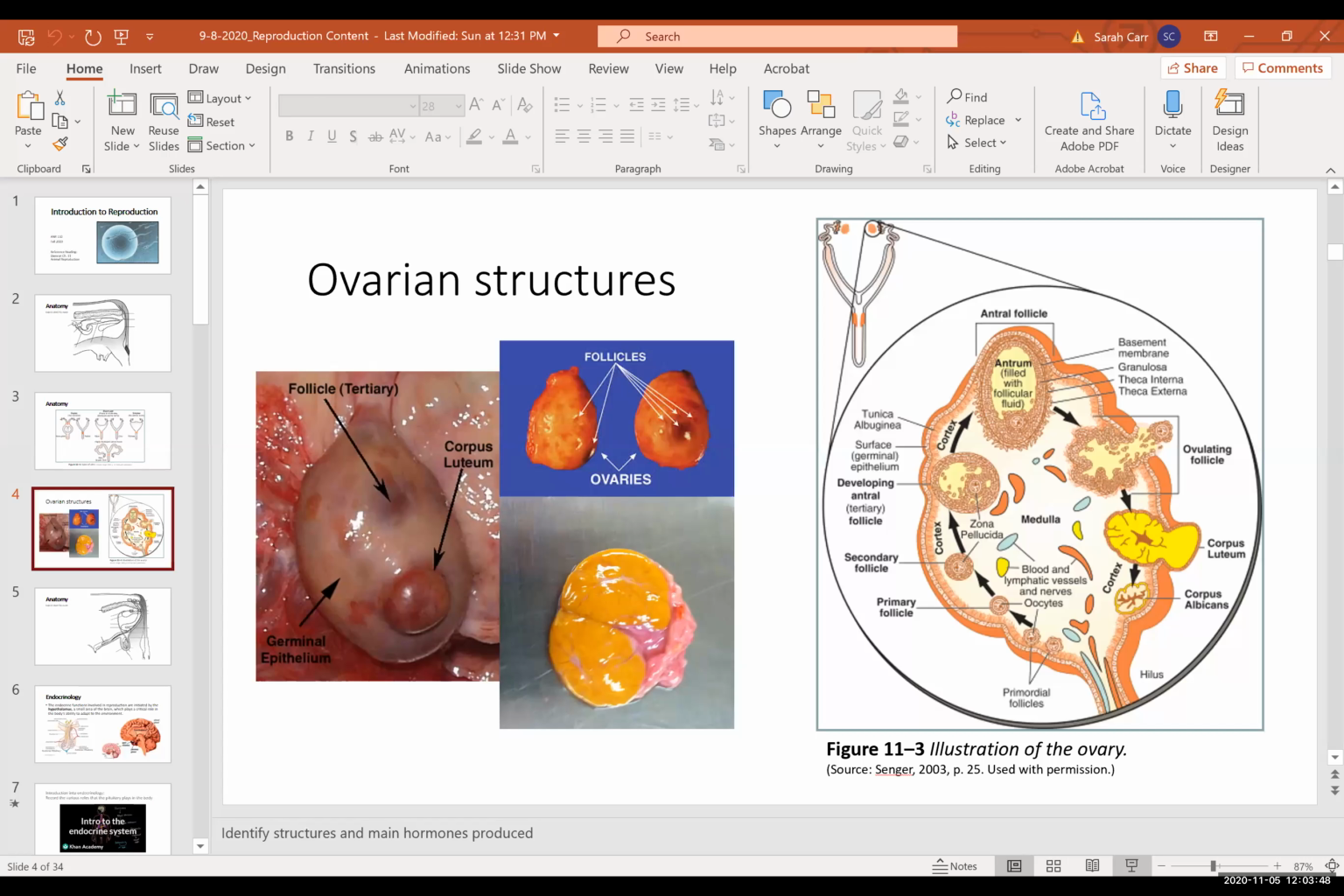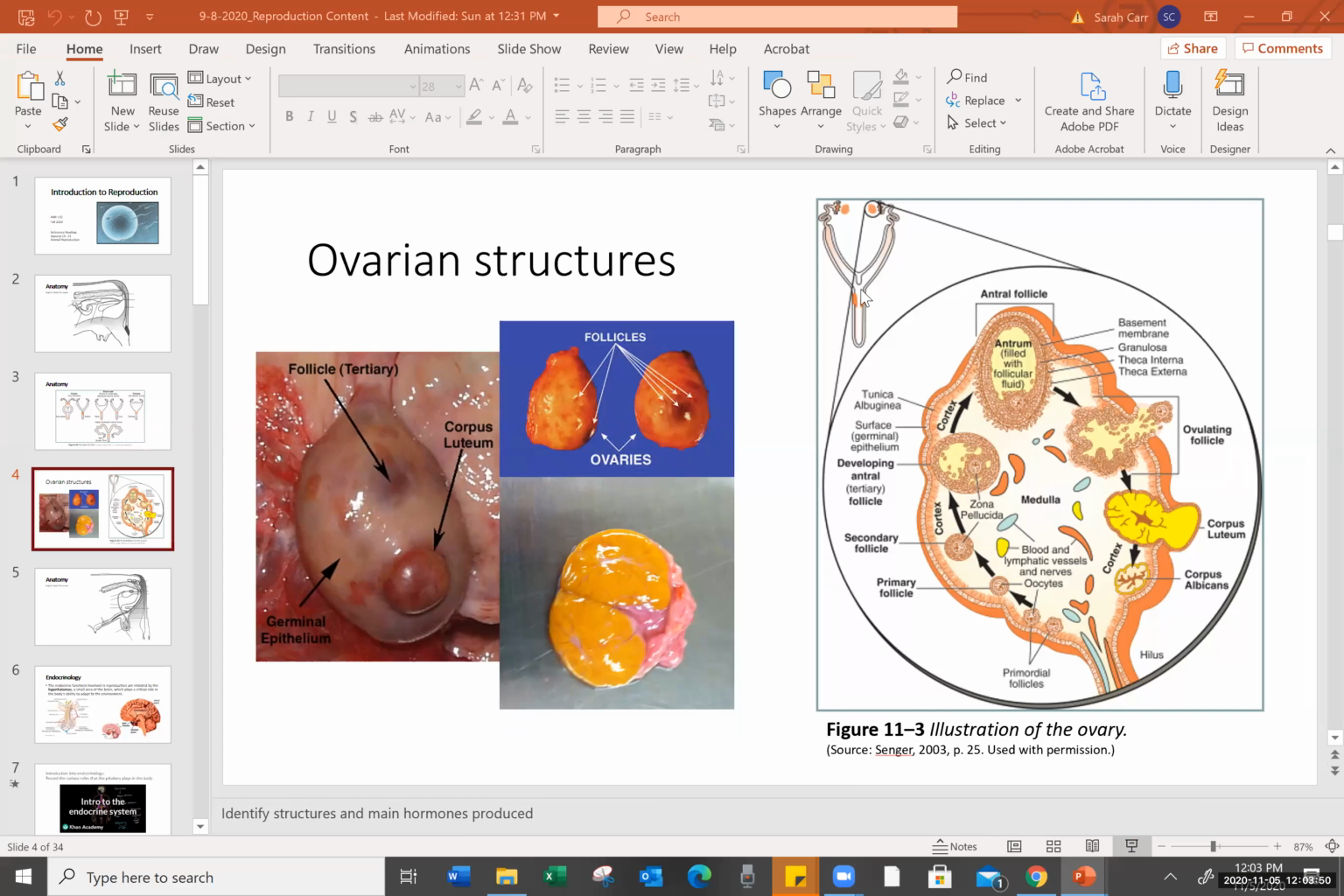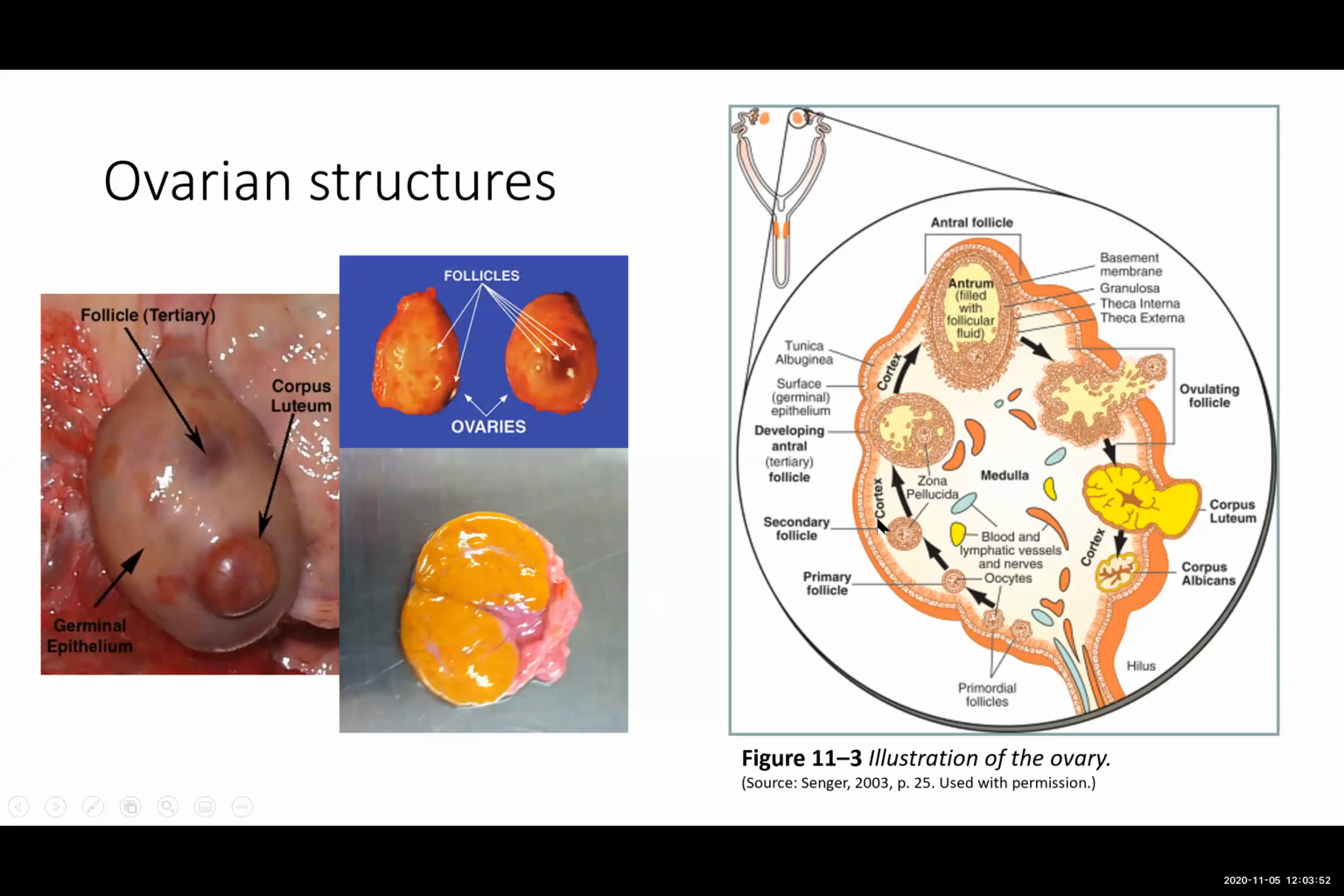So on the ovary, we have the two structures, like I just said. We have the follicle. The follicle has the ova and it grows, and it looks like a bubble because it becomes filled with this liquid. And so it gets bigger and bigger until it ruptures. And that rupturing is at ovulation.